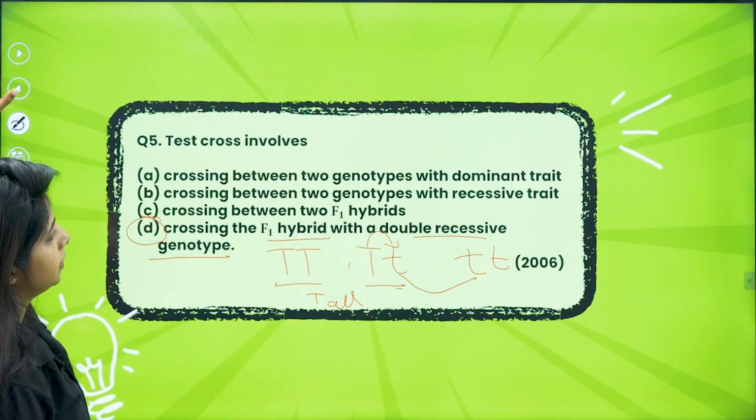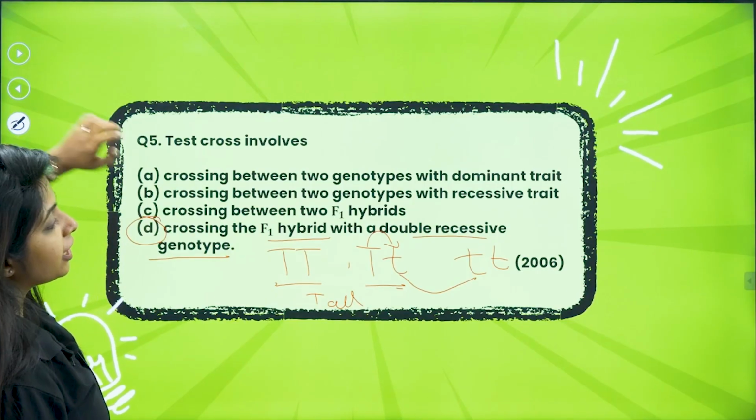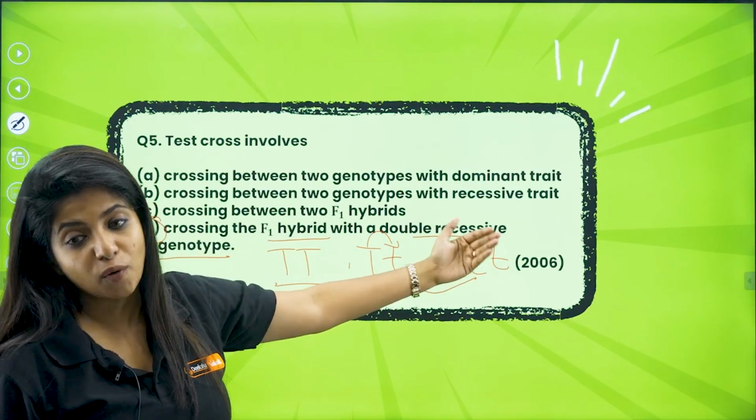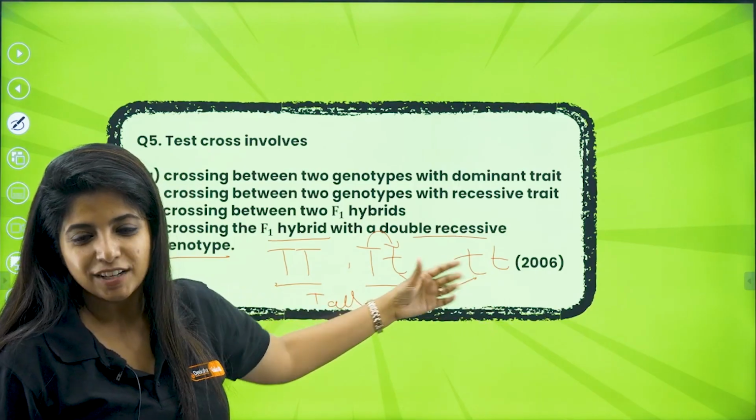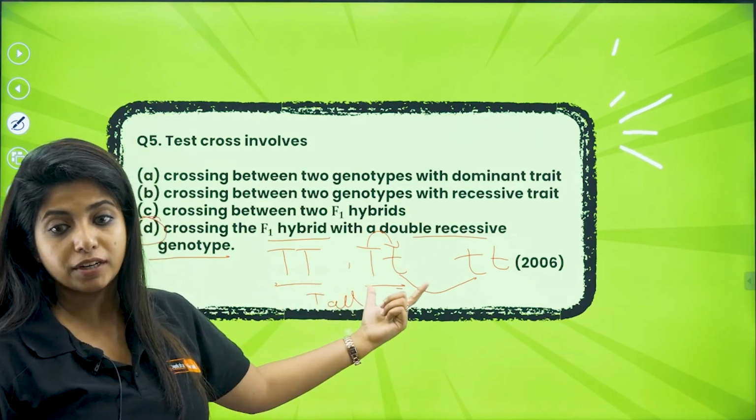Cool. Why don't you cross with the dominant parent? Because the dominant parent will show its own trait. So in that case, we won't be able to identify what is the trait of this.